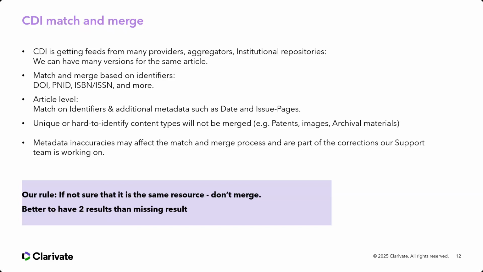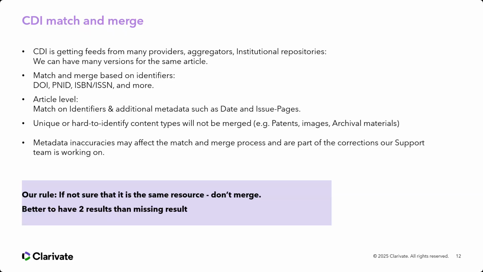Indeed, one of the things that we are asked a lot about is the match and merge. Why do we have duplicates? Why do we have missing records, and so on? So I will try to explain a bit about why this is happening and what we are doing to make the results tight and avoid duplicates as much as possible.